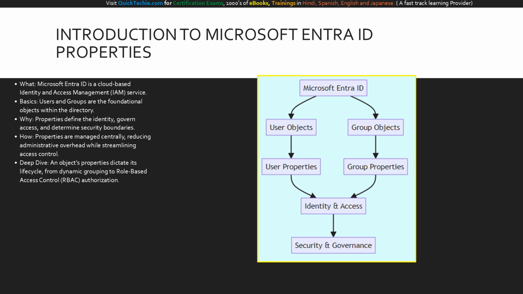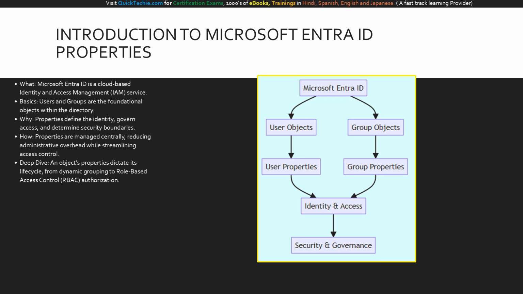How do we handle them? We manage these properties centrally, which drastically reduces our administrative overhead. Finally, diving deeper into the concept, an object's properties literally dictate its lifecycle in the cloud. The values you set for a user or group property will drive automated processes like dynamic group memberships and role-based access control.